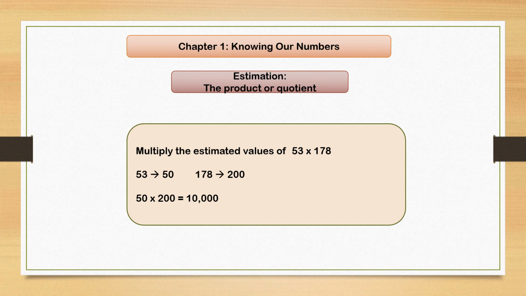Let's take the next number, that is 178. It has 3 digits. We will round it off to the nearest hundreds. So 178 becomes 200. Now we will multiply 50 and 200. We get the answer as 10,000. So the same procedure will be applicable for division of estimated numbers.